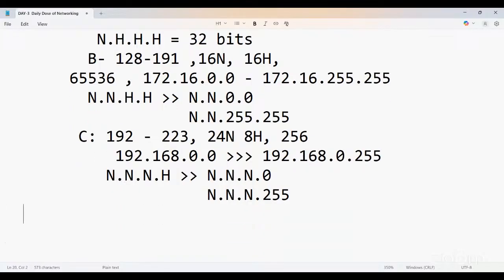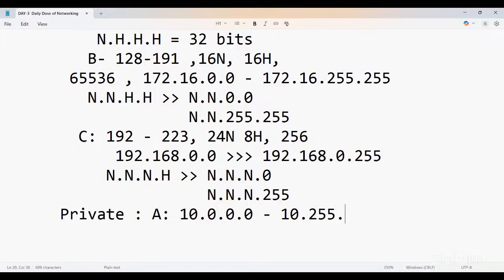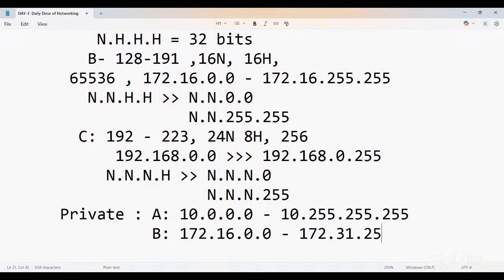In every class we have a private range. In class A, the private range is from 10.0.0.0 all the way up to 10.255.255.255. And the class B private range is 172, for example, and it will go up to 172.31.255.255.